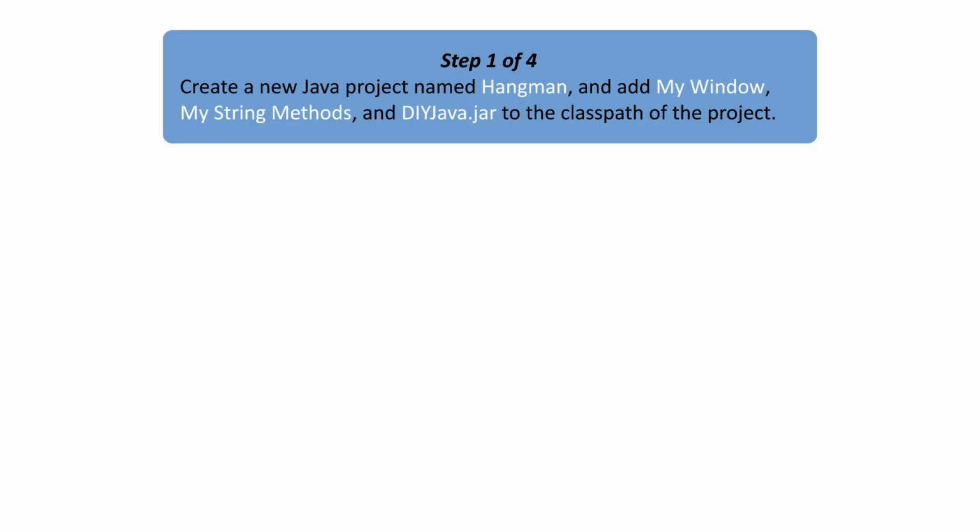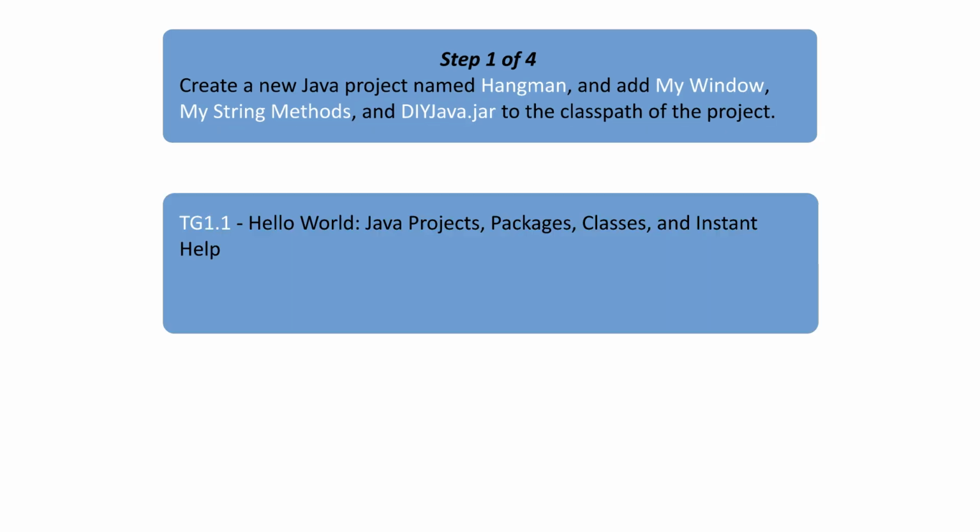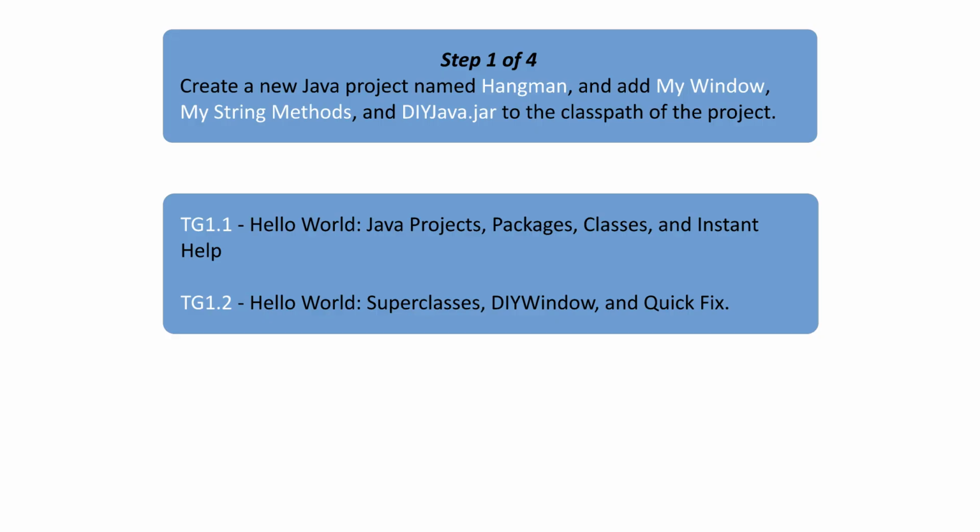First, create a new Java project named Hangman and add MyWindow, MyStringMethods, and DIYjava.jar to the class path of the project. Hint: MyWindow and MyStringMethods are Java projects. DIYjava.jar is an external jar file. Hint: if you're unfamiliar with these terms, please refer to lessons TG1.1 Hello World, Java Projects, Packages, Classes, and Instant Help, and to TG1.2 Hello World, Superclasses, DIY Window, and Quick Fix.